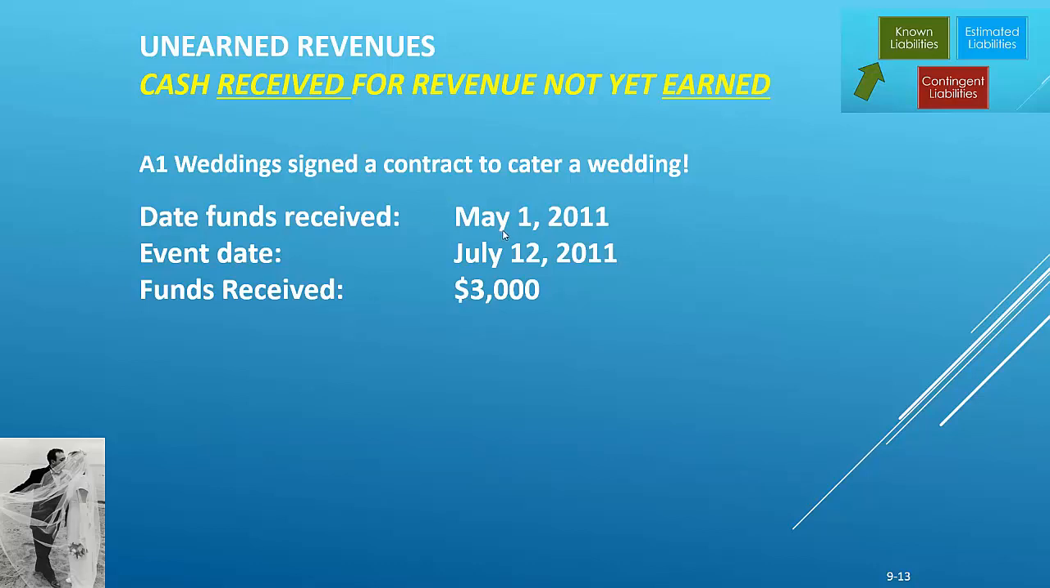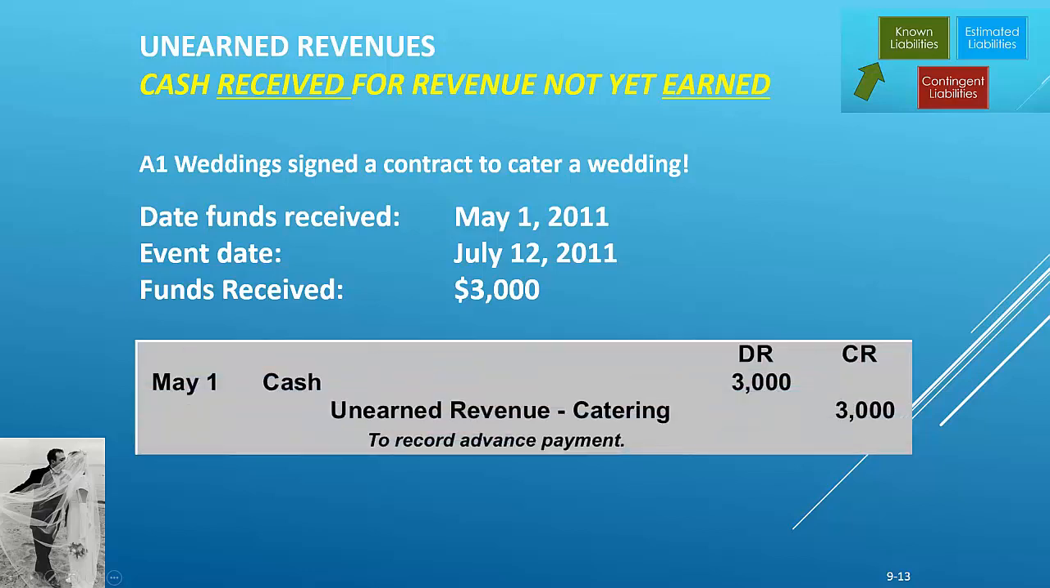So the funds are received on May 1st. Okay, this is kind of old, for 2011, and they're not getting married until the 12th, but they received $3,000 in advance, which is a very common thing to pay them before the wedding to commit, so that they know that they're actually going to cater the wedding. So anyway, that is what we call deferred revenue on the part of the caterer.